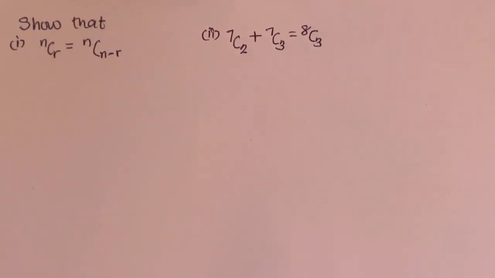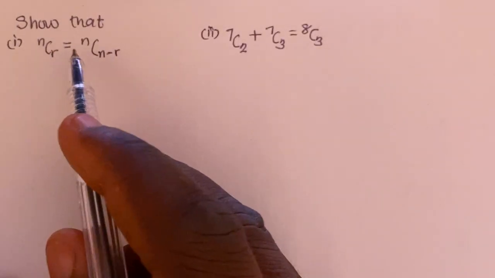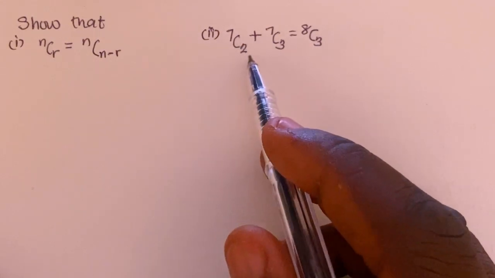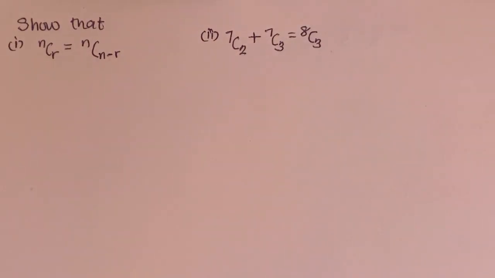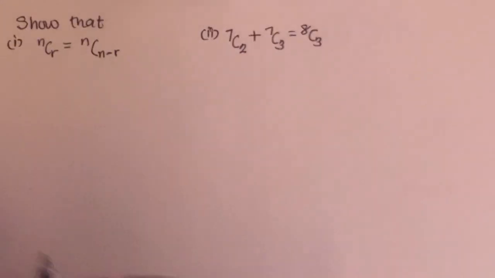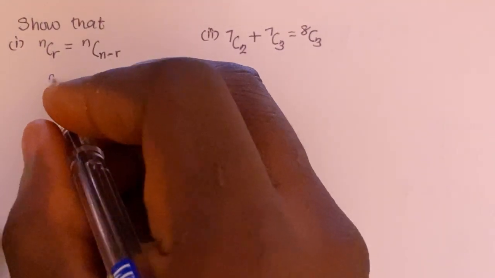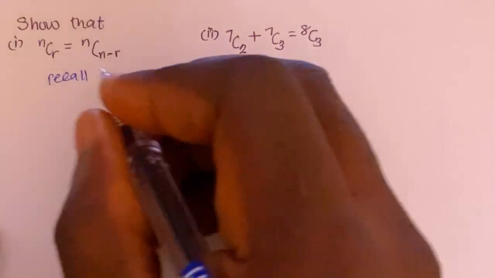Hi friends, in this video I'm asked to show that nCr is equal to nC(n-r), and that 7C2 plus 7C3 is equal to 8C3. So what I just need to do is record the formula. Let me just record the formula. If I record the formula, I'm having it as what?